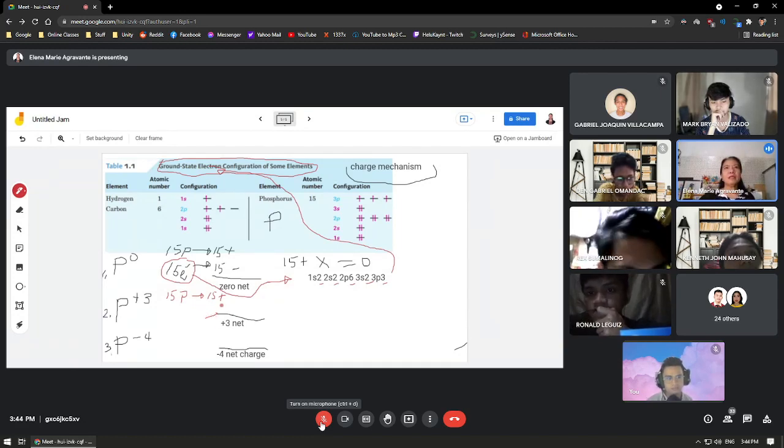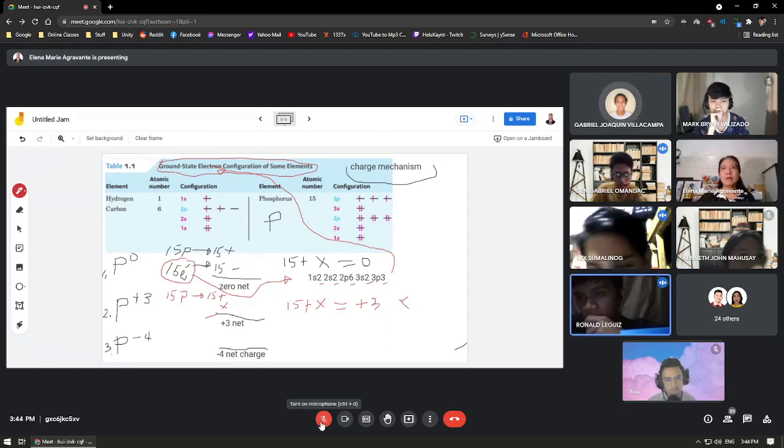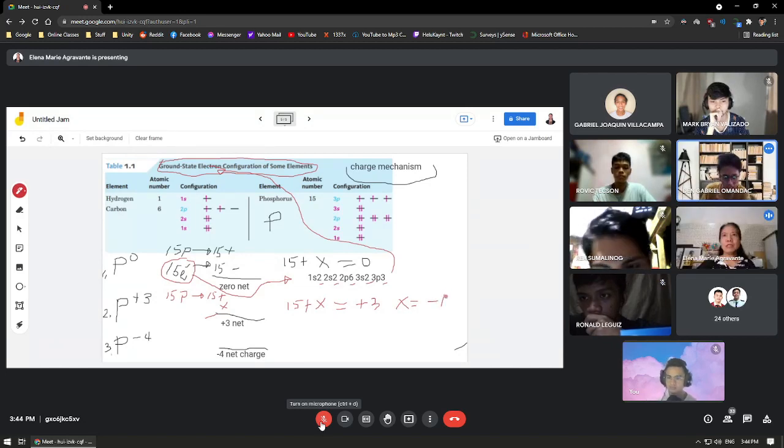Now what is my X here? Such that 15 added to your X equals this positive 3. X is negative 12, electrons. I will not have to expound on that one anymore. That is simple algebra. So this is 12.